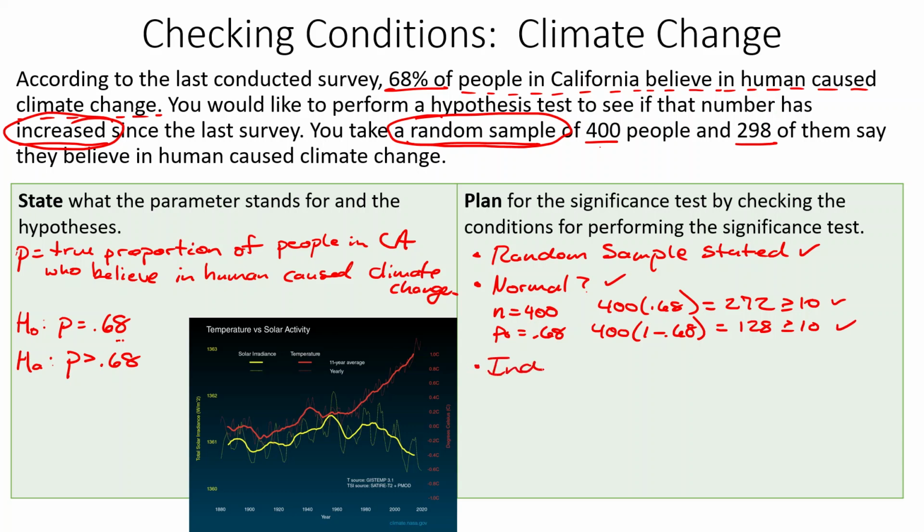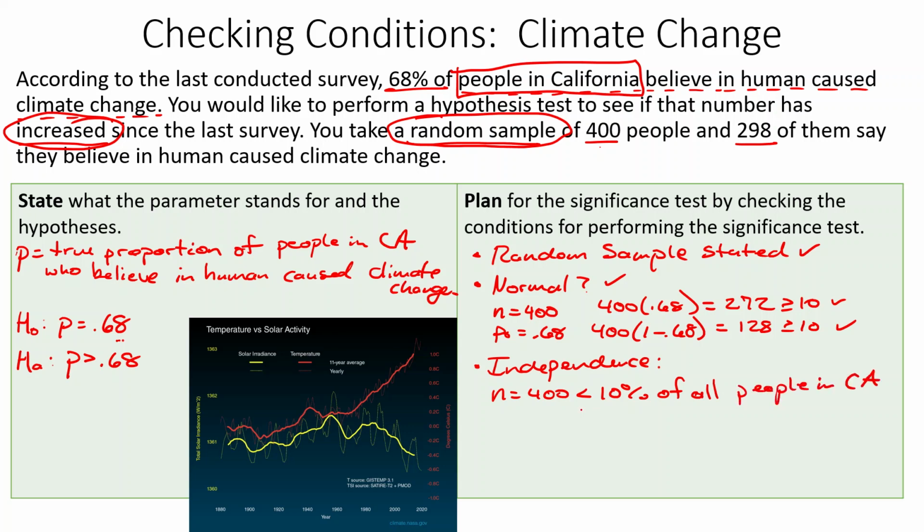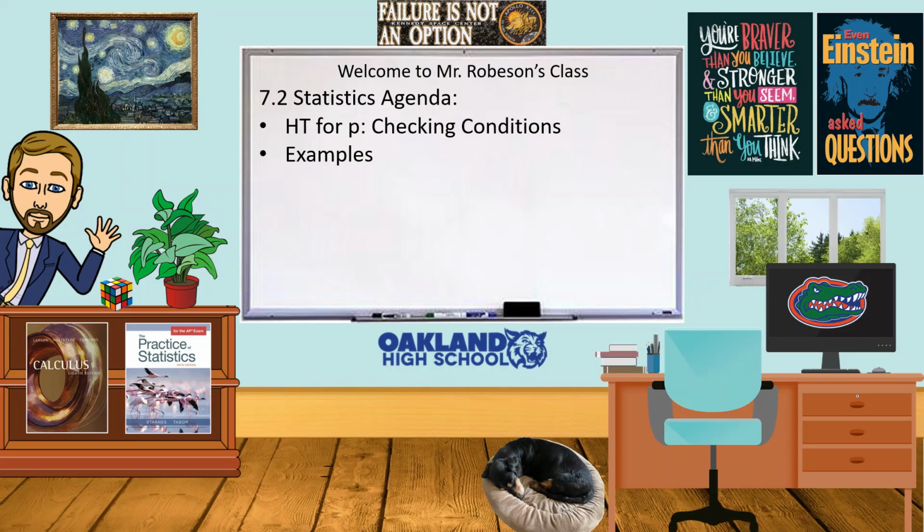Finally, independence. So our N was 400 people. Hopefully that is less than 10% of all people in California that we were asking. If we just do that times 10, we know there is definitely more than 4,000 people in California. There's something like 30 some odd million of them. So we're good there. All three conditions check out for that one. All right, so that is it for checking the conditions. So check on the homework where, again, you're just going to practice checking the conditions and writing the hypotheses.